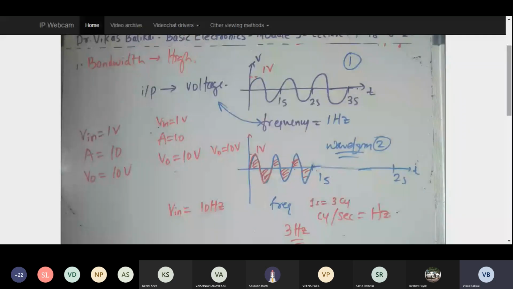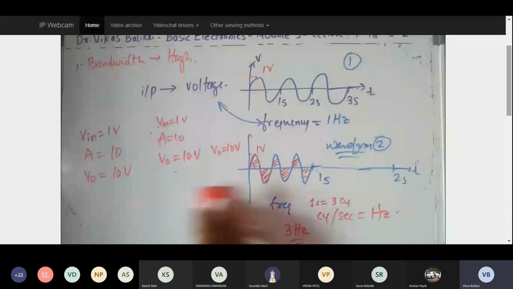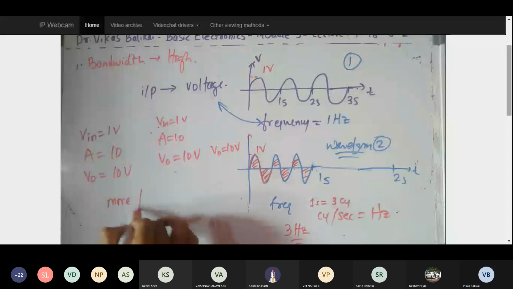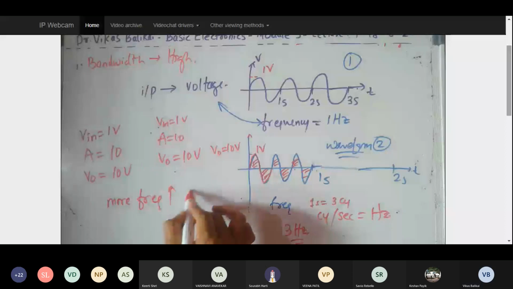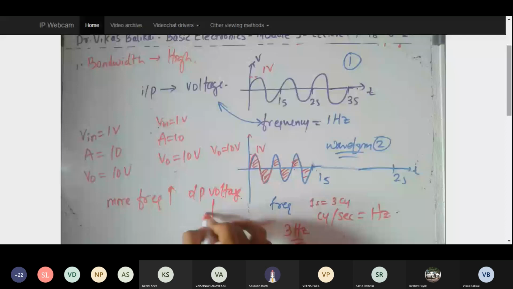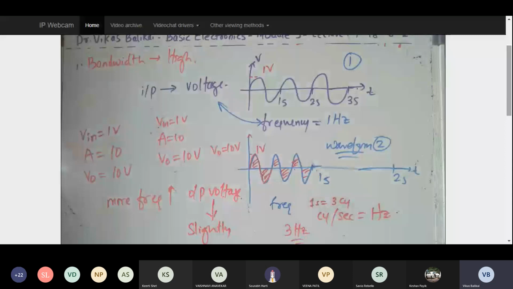But actually speaking, the problem will arise when I try to increase the frequency of the input voltage. More the frequency, there may be a chance that output voltage may decrease slightly. More frequency, output voltage may slightly decrease. And that's because the waveform is getting more and more thicker, or it is getting more and more denser.